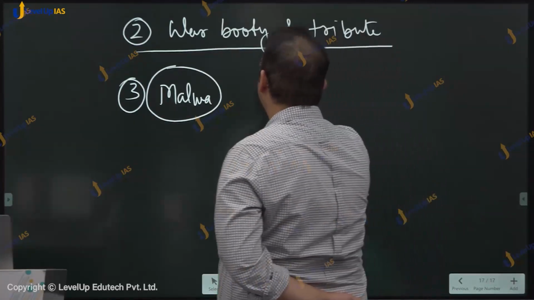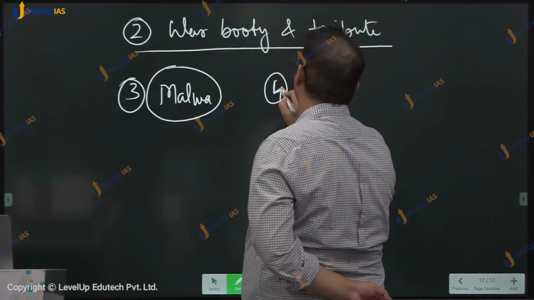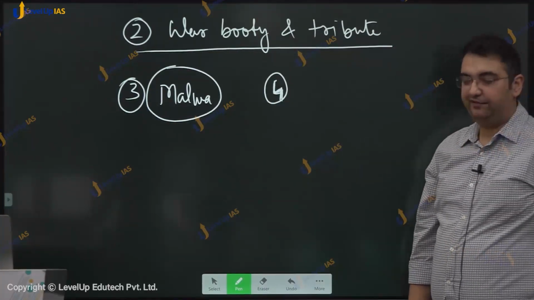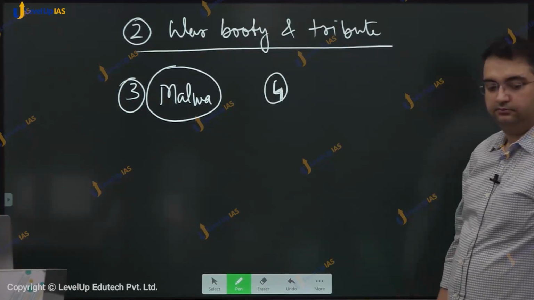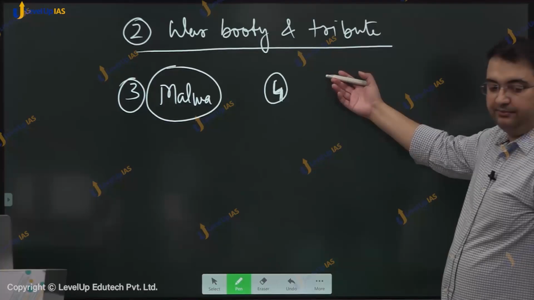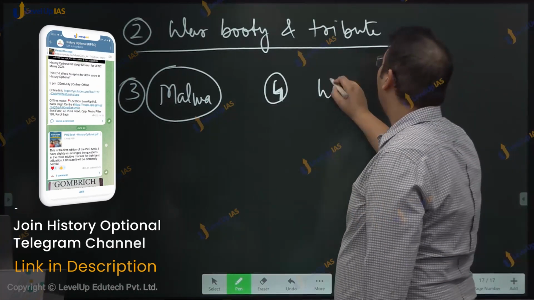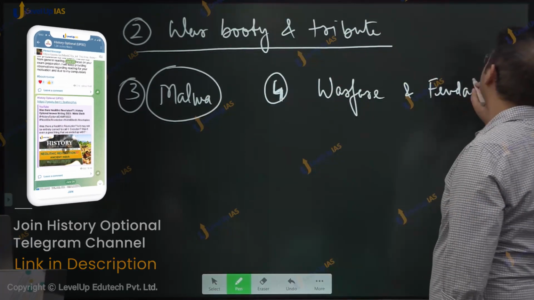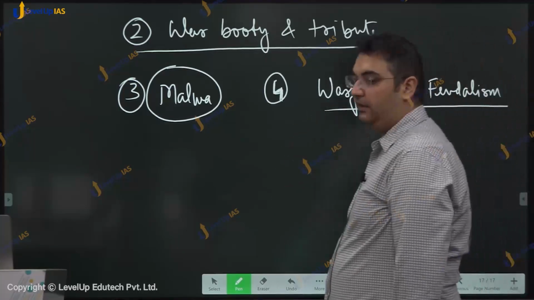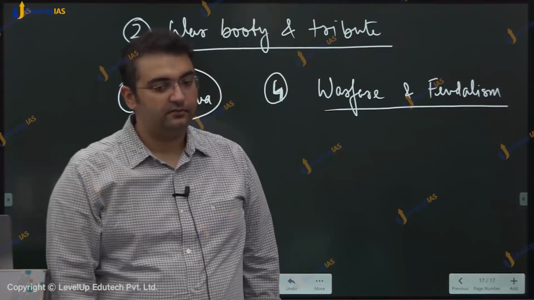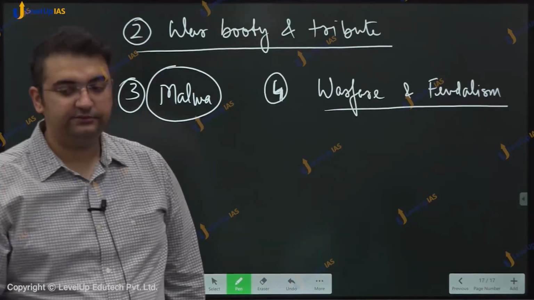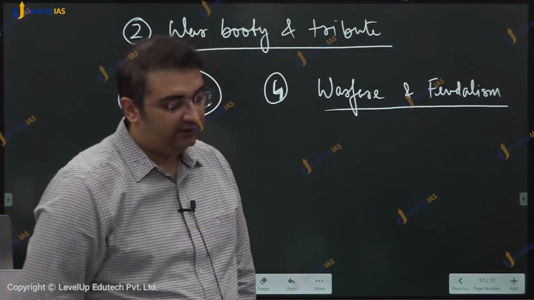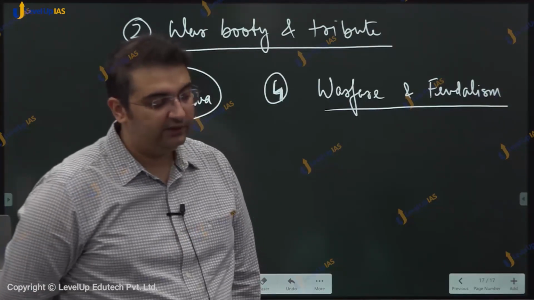Number 4. A positive feedback loop had developed between warfare and feudalism. One fueled the other.